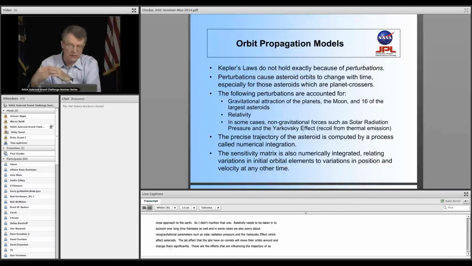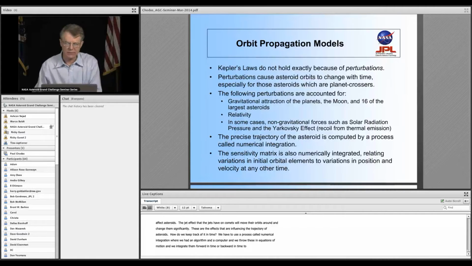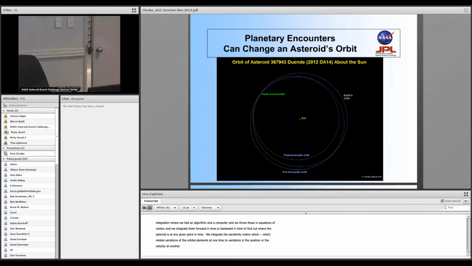How do we keep track of it in time? We have to use a process called numerical integration, where we have an algorithm in a computer. We throw in these perturbations in the so-called equations of motion, and then we numerically integrate them forward in time or backward in time to find out where the asteroid is at any given time. We also integrate the sensitivity matrix, which relates variations of the orbital elements at one time to variations in the position or the velocity at another time. And that's important in the orbit determination.